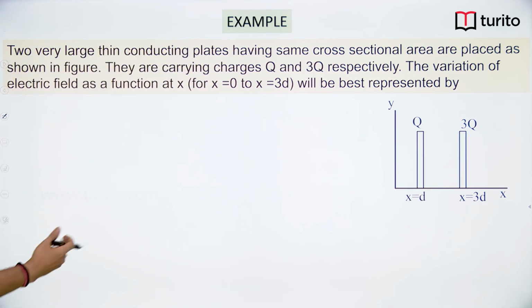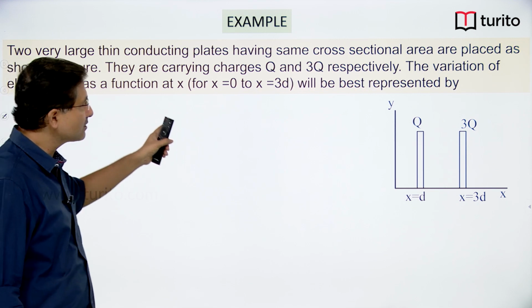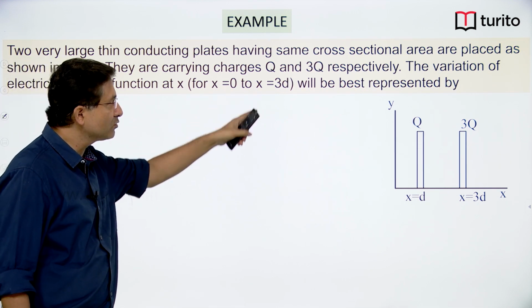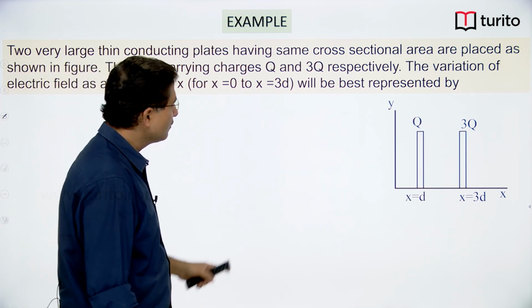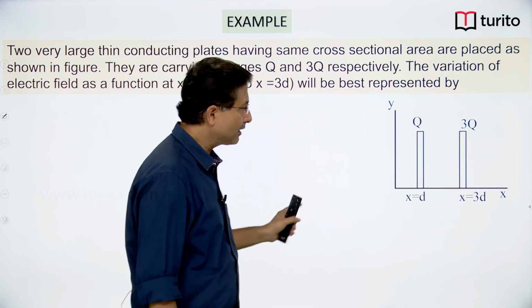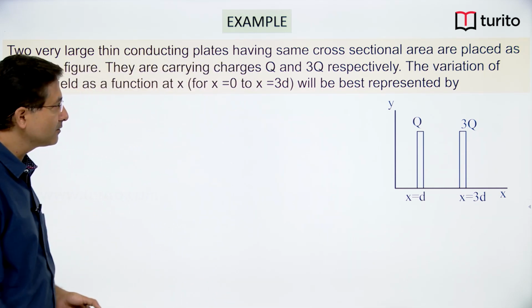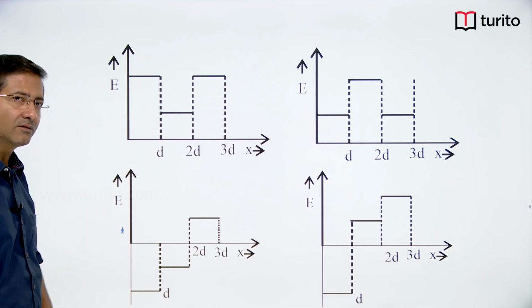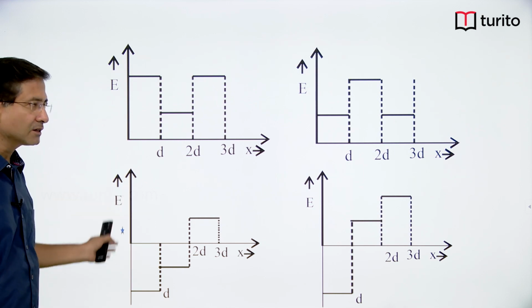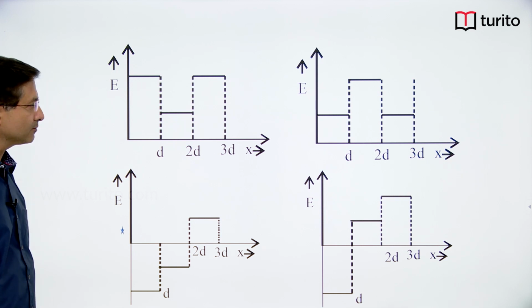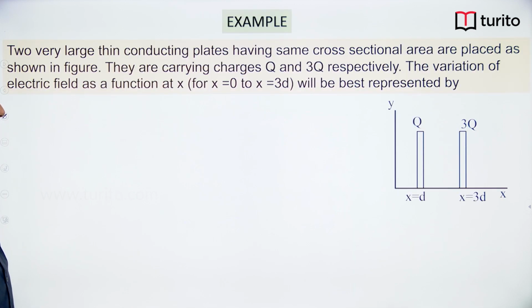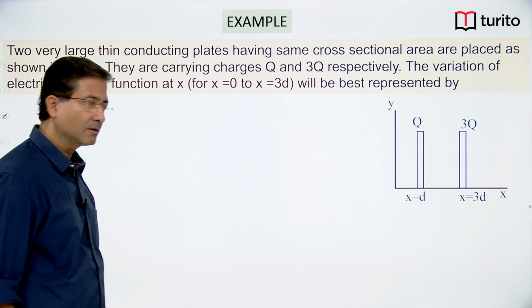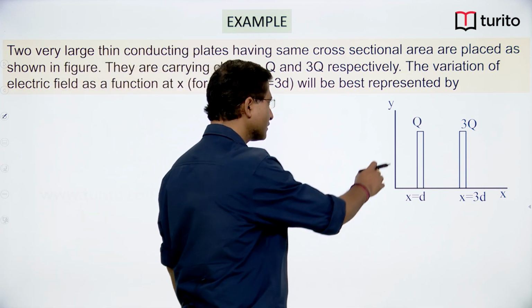Now, the question is the variation of the electric field as a function of x, for x equal to 0 to minus 3, will be best represented by, as there is less space in the slide, I have used another slide. So, there are 4 variations given and you have to mark which one is correct, right. So, let us see, we know the procedure. First we need to distribute the charge.